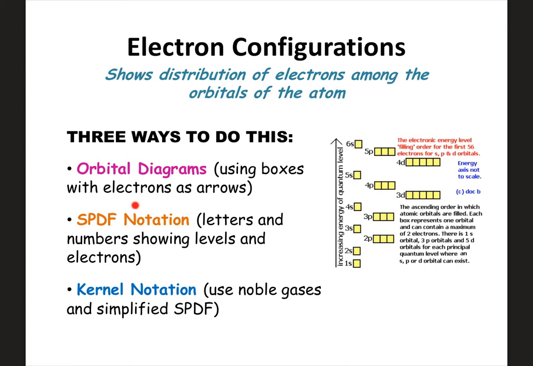SPDF notation is a shorter version of the orbital diagram, and kernel notation is an even shorter version of SPDF. So you start with the longest one, and the electron configurations get easier as you go. Once you have this first one, it pretty much just gets easier from here. So we're going to work on orbital diagrams in this video.